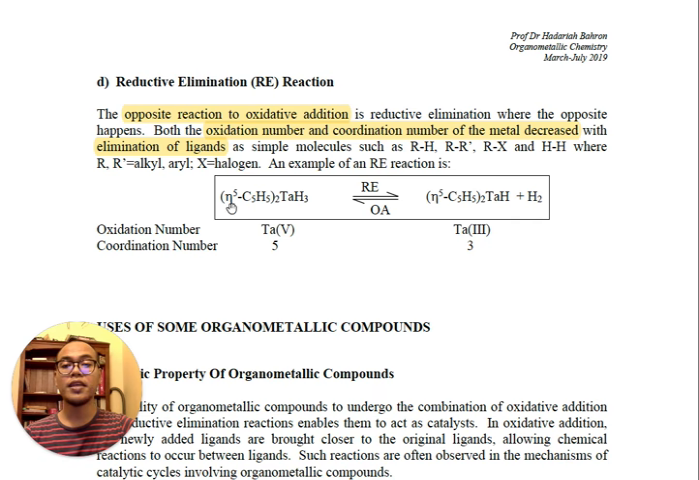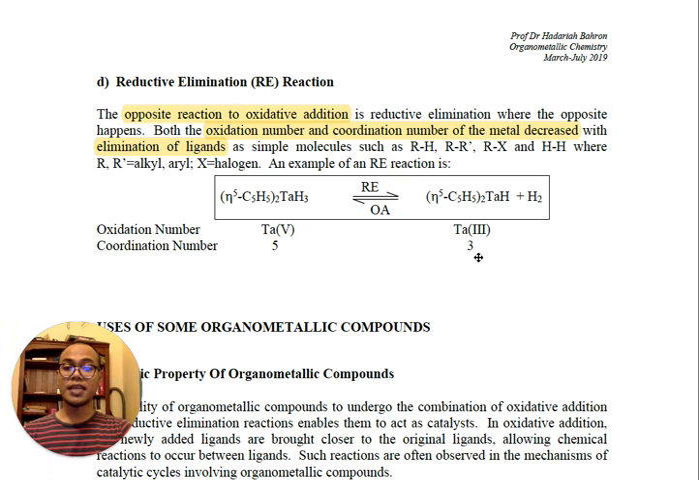So look at these. We have eta 5 C5H5. We could see some reactions on this tantalum. So this is reductive elimination for the forward reaction and oxidative addition for the reverse reaction. This tantalum will have a reduction in the oxidation state from 5 to 3. And then for the reverse reaction, it will be 3 to 5. The forward one is reductive elimination, and the reverse one is called oxidative addition.